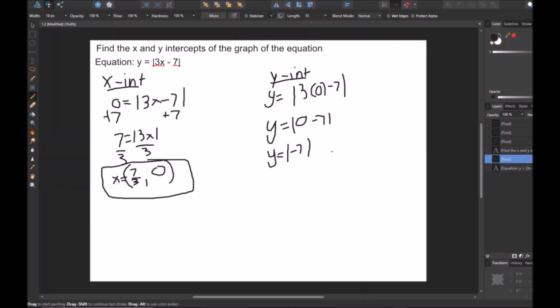And the thing here to remember with the absolute value is that any number inside the absolute value becomes positive when it's evaluated. So the absolute value of negative 7 is just 7. So we have our y-intercept as being 0, 7.